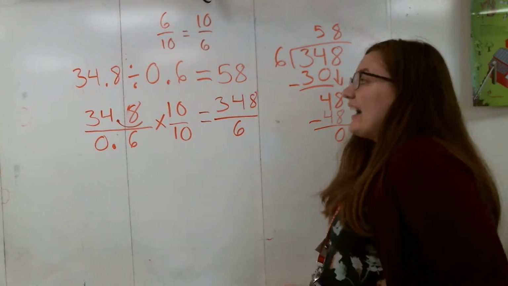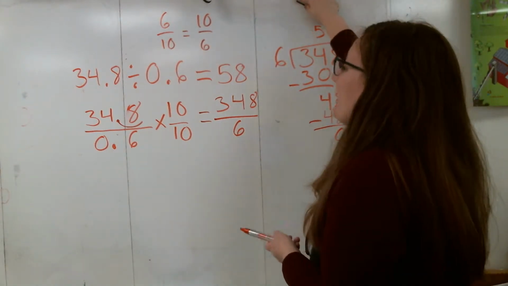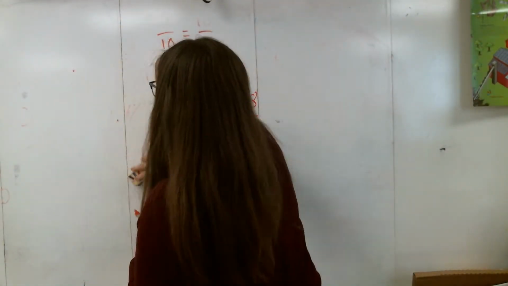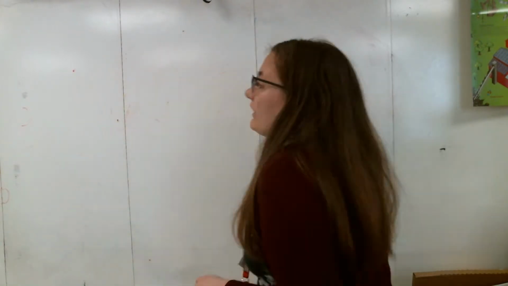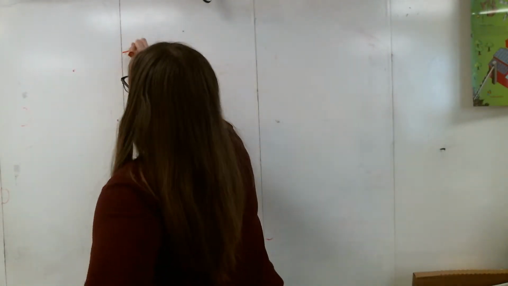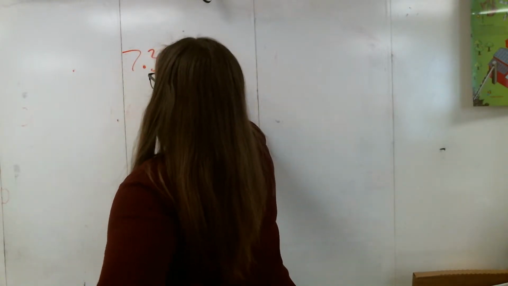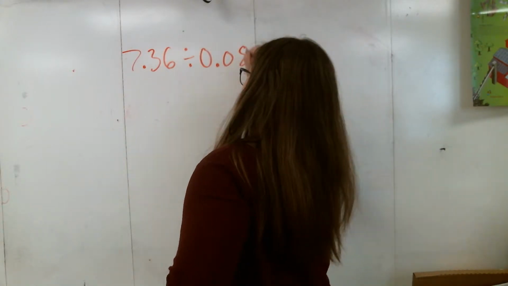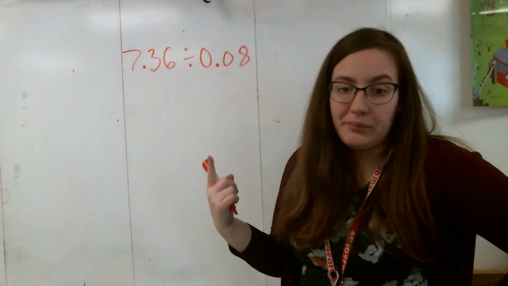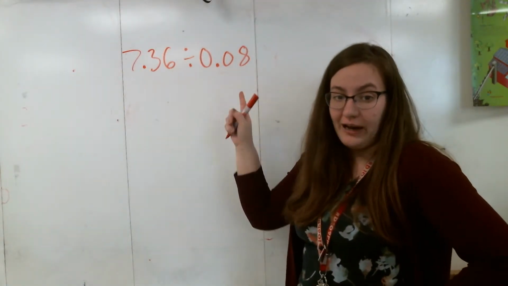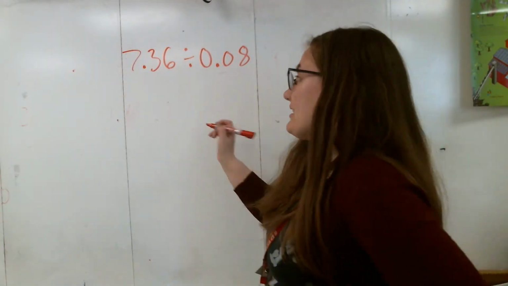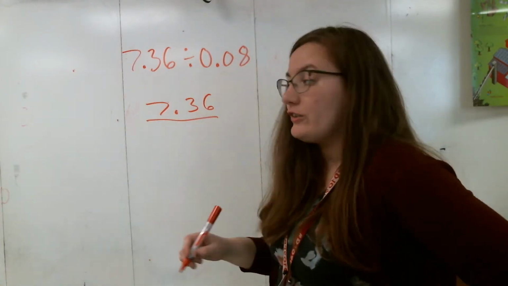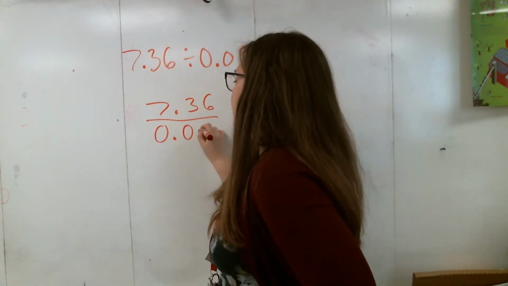So for the next part, what I'm going to be doing is I am going to erase all this, and I'm going to work on the next problem. So for the next problem, I have 7 and 36 hundredths divided by 8 hundredths. So I now have a new problem. Remember, my first step is that I'm going to take this division expression and I'm going to rewrite it as a fraction. So I'm going to have 7 and 36 hundredths all over 8 hundredths.